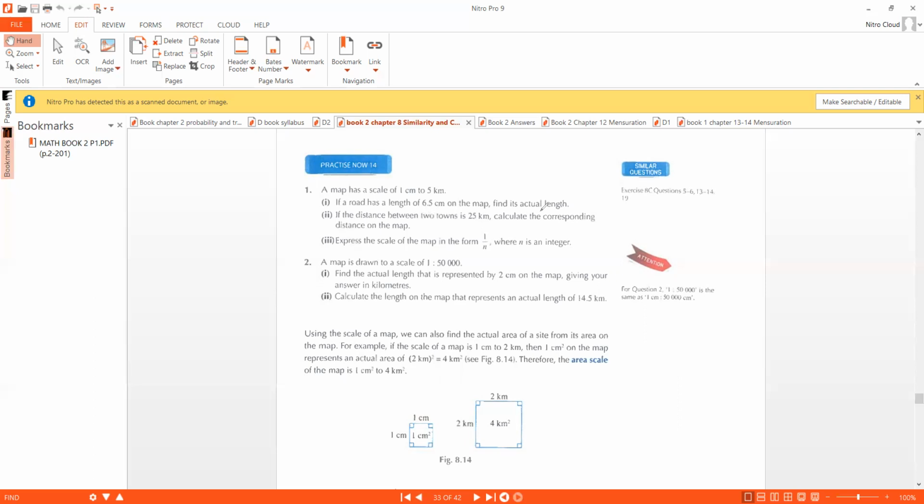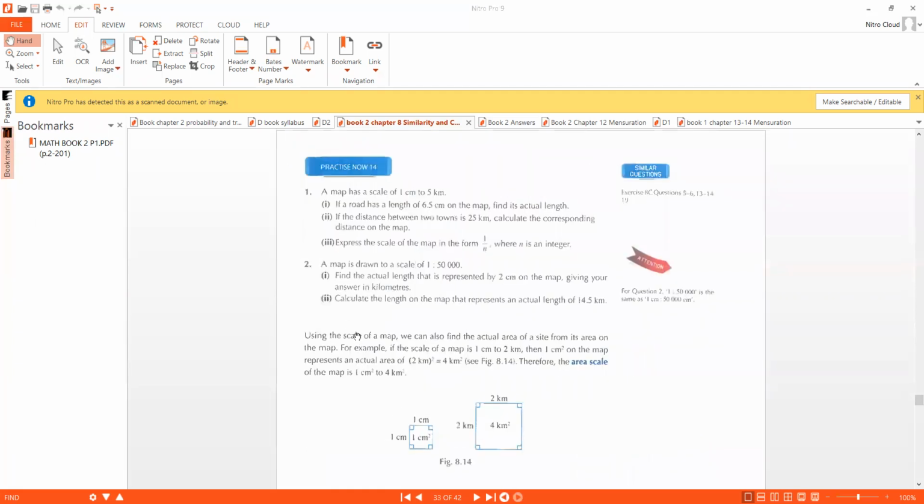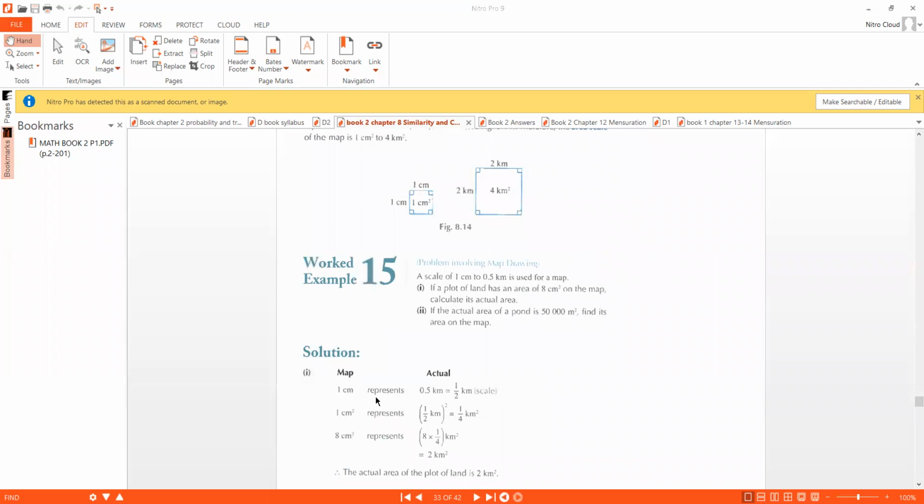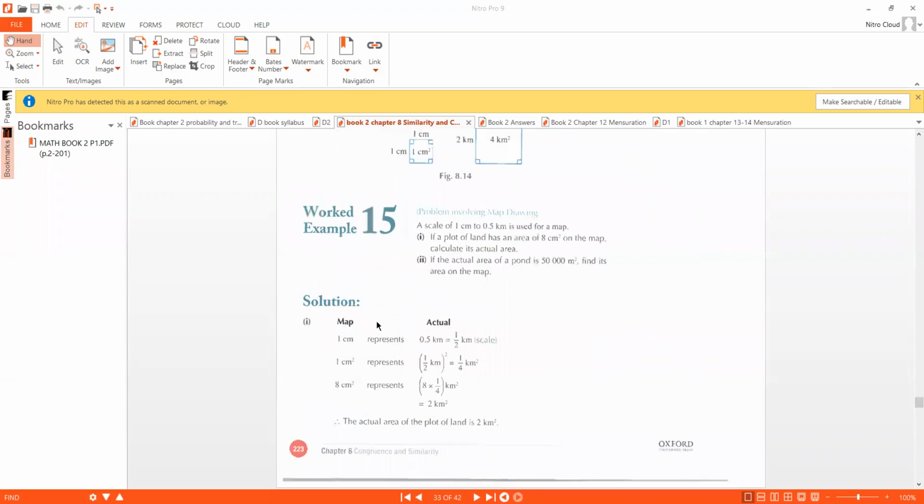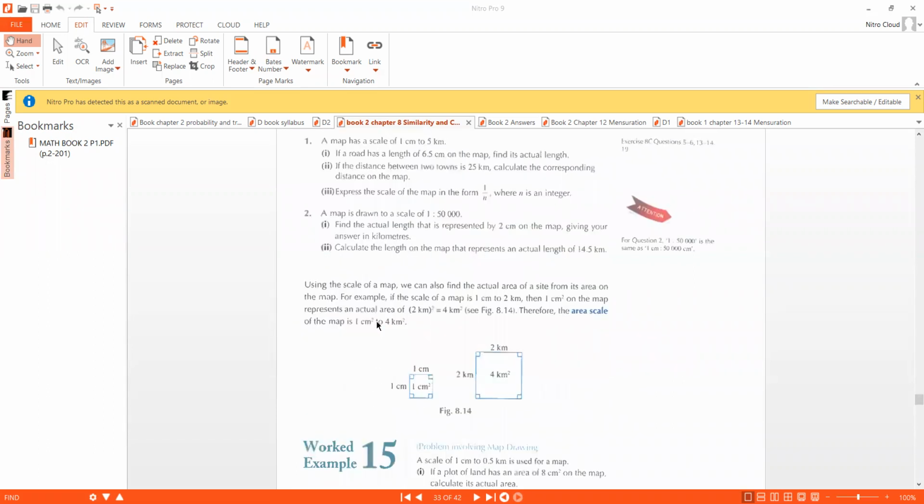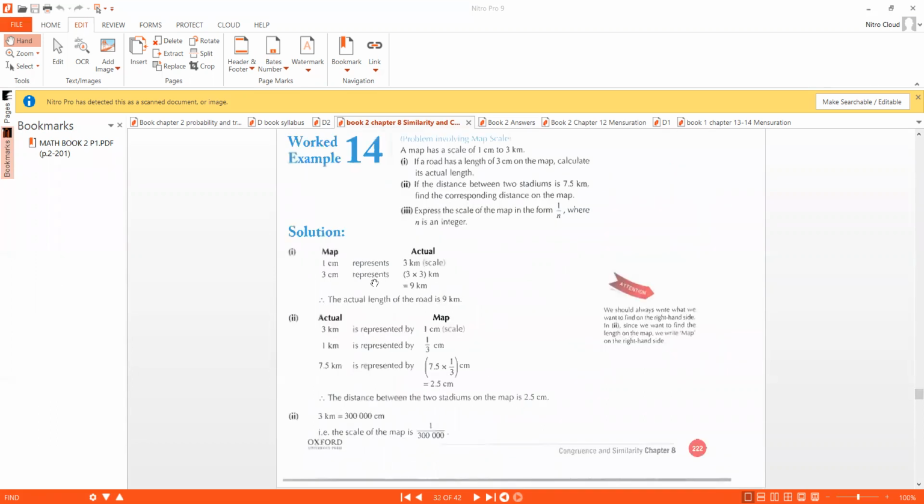I'm not going to use the annotation. I'm going to show it to you with the help of this. So, what is the scale? Oh yeah, 1 centimeter equals 5 kilometers. This is the scale. Now, 1 centimeter represents 5 kilometers.